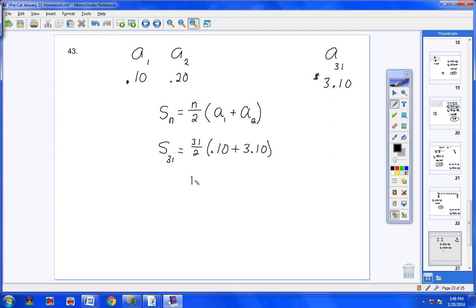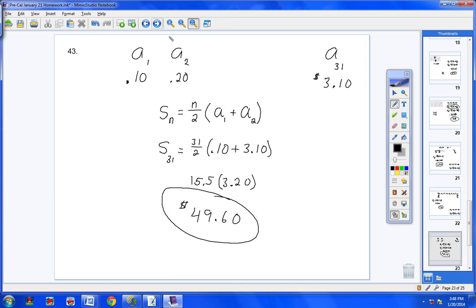31 divided by 2 would be 15.5 times 3.20. Let me grab my calculator real quick. 15.5 times 3.20 would give me $49.60. So $49.60 is how much you would have. All right, pretty cool. There we go.